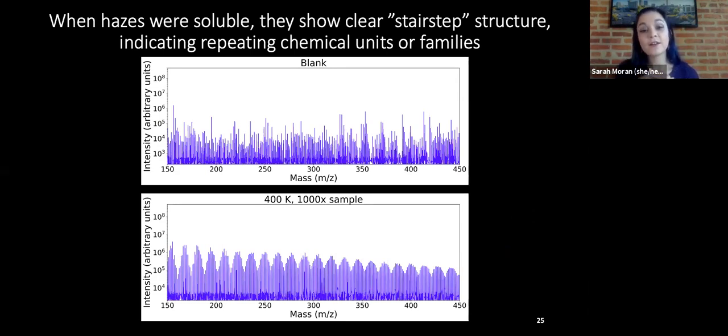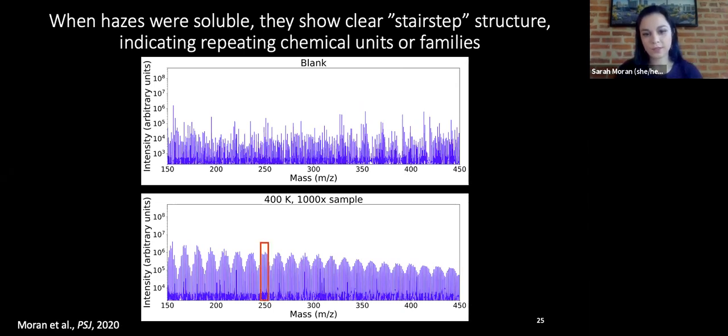And now I want to return your attention to this very regular repeating stair-step structure. That's indicating to us that there are chemical units being repeated here. You can also think of that as chemical families, like a repeating methyl group or something.